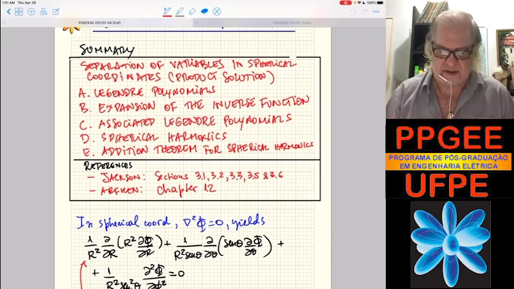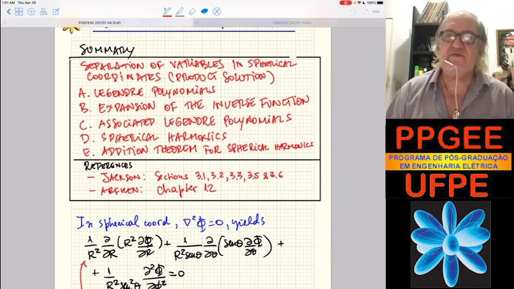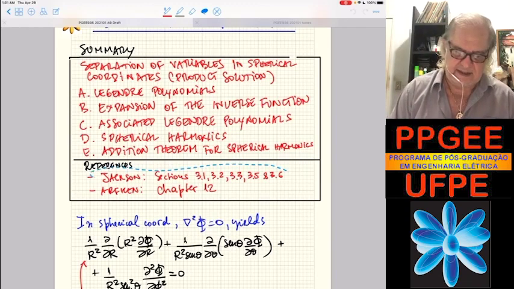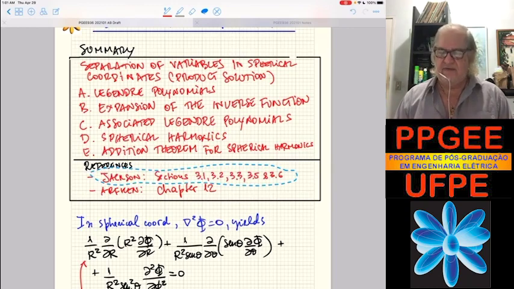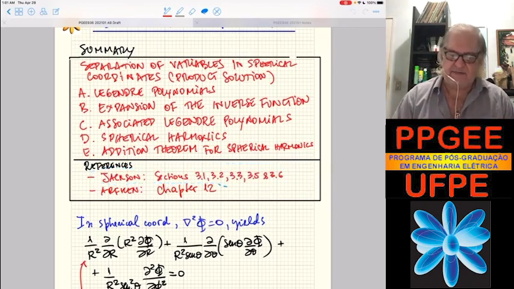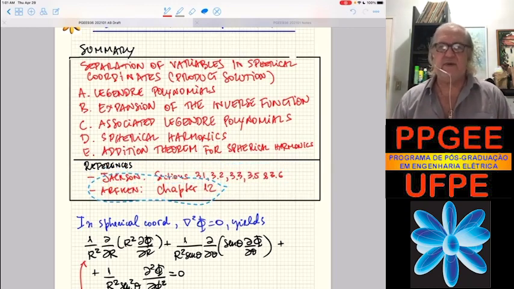References for this class: Jackson, sections 3.1, 3.2, 3.3, 3.5, and 3.6, and Arfken chapter 12 talks about those elements of the lecture.